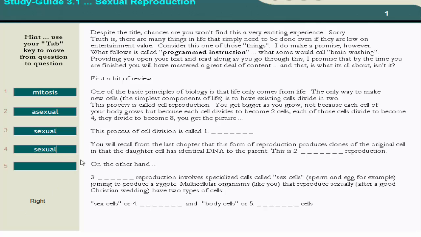I have a feeling that number 4 is not going to let us correct that, but organisms have two types of cells: sex cells, or they're called gametes. And yeah, it probably won't accept that answer here, but you know what? When you do it, sex cells are called gametes. You get that? Sex cells are called gametes. Body cells, on the other hand, are called somatic cells.